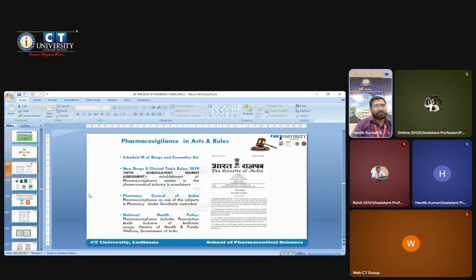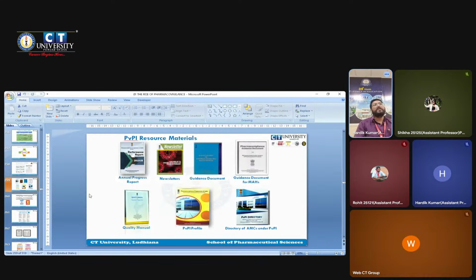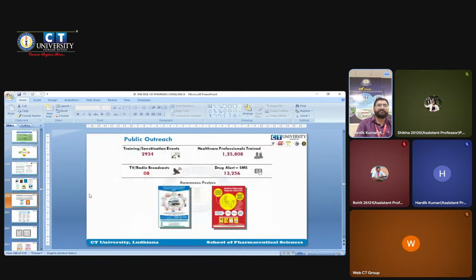What are the acts and rules? Schedule M of the Drugs and Cosmetics Act, and New Drugs and Clinical Trials Rules 2019. The Pharmacy Council of India has also issued guidelines for the undergraduate curriculum, in which the national health policies are also available. The source materials for PvPI are the annual progress report, newsletters, guidance document for the MAH, quality manuals, PvPI profiles, and the directory of AMCs under PvPI.